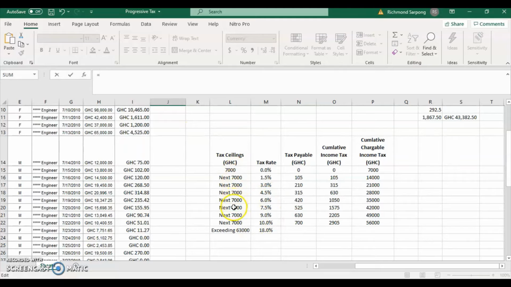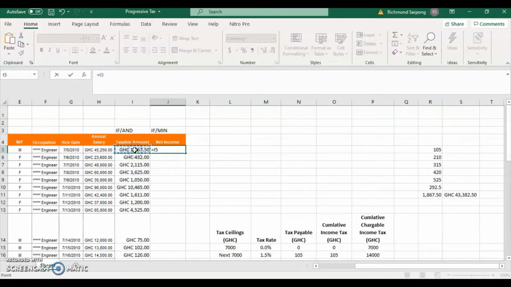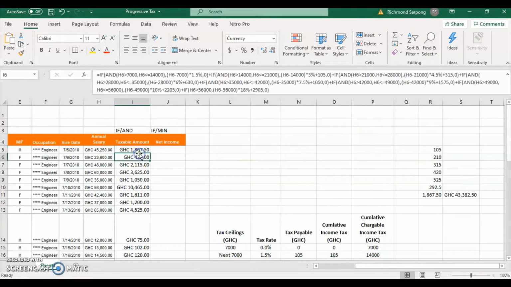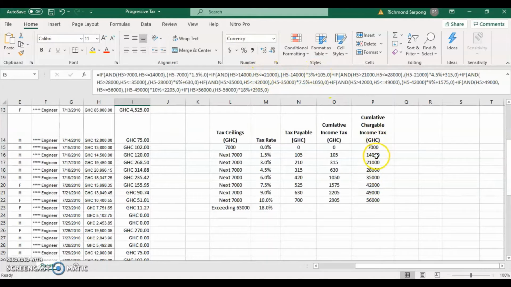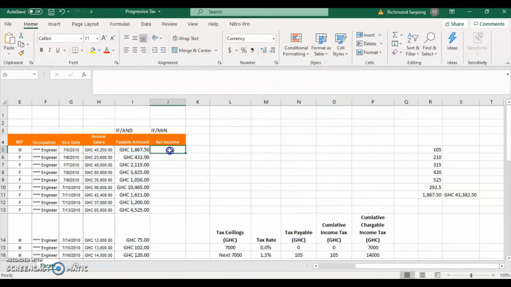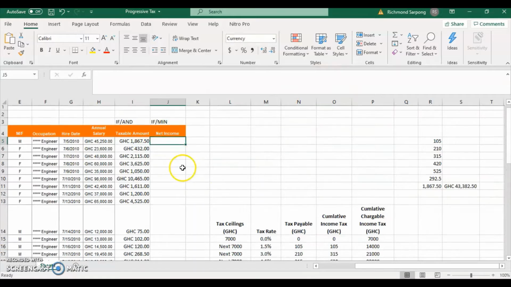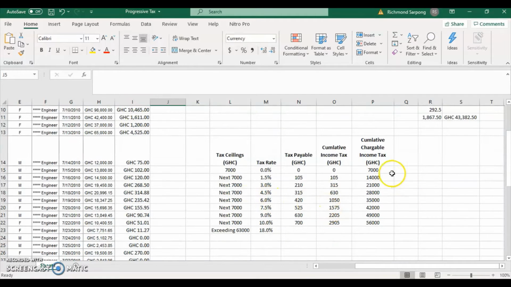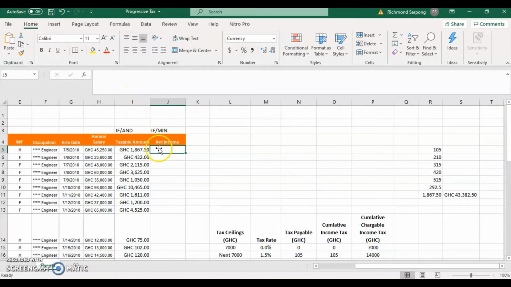I will still require this tax ceiling and the cumulative. The IF command option only requires the cumulative. So you can see that the IF command uses the cumulative, whereby at the IF MIN option we would require both this and that. So that is the options available.